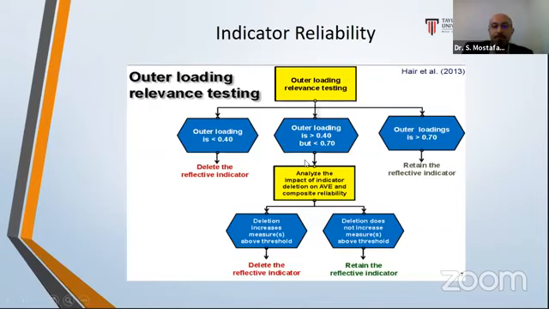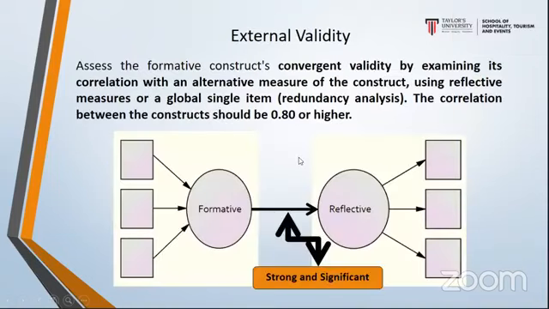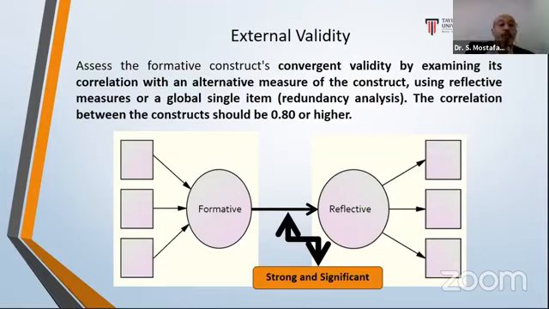Okay, I already explained discriminant validity, and this is for reflective constructs. For formative constructs, we have different criteria. But before applying criteria for assessment of the formative measurement model, we need to check external validity or redundancy analysis for the formative construct.